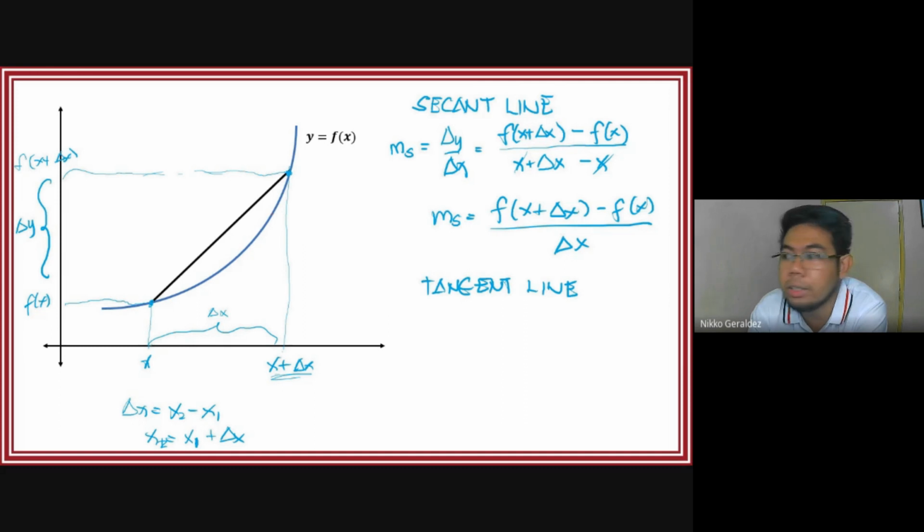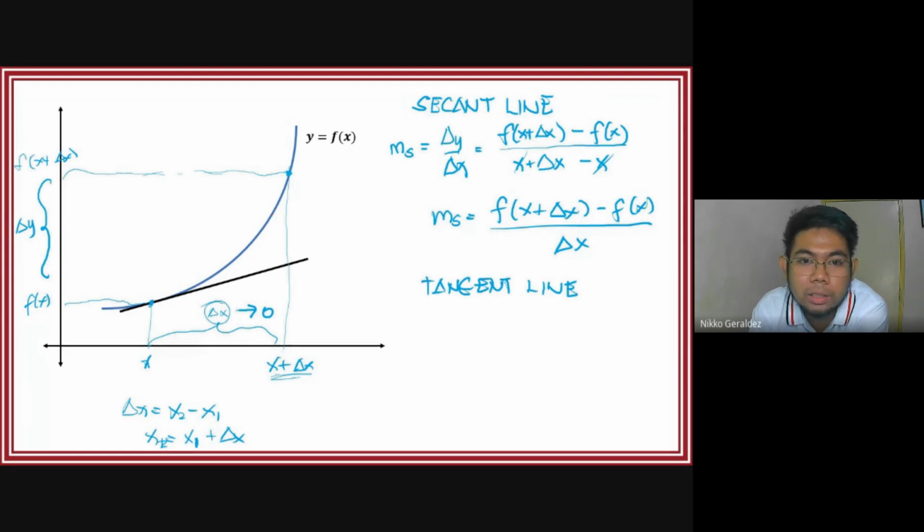So, para maging tangent line itong second line, i-consider natin itong delta x, yung horizontal distance between 2 points. Gagawin natin, i-approach natin siya into 0. So, pag ginawa natin yun, if delta x is approaching 0, magkakaroon tayo ng tangent line.